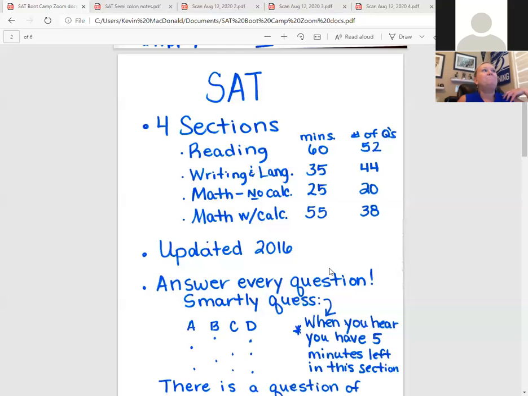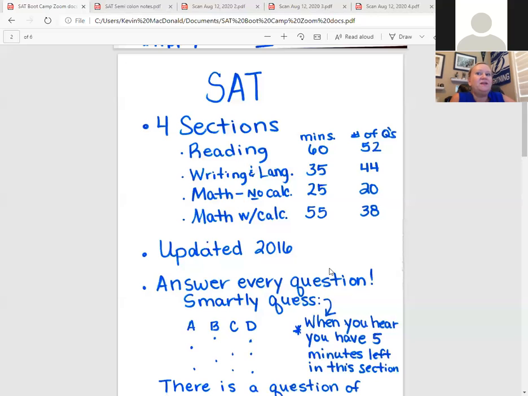This test in particular was updated in 2016. They totally revamped the test. There were lots of things different. They used to have 10 sections. So now they've combined it into 4. It's more like the ACT now. The other thing is most of the passages you're going to encounter and problems you're going to encounter on the math section are kind of current. They're mostly current.